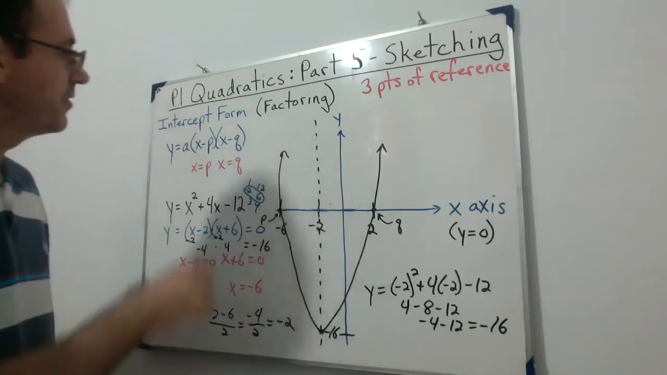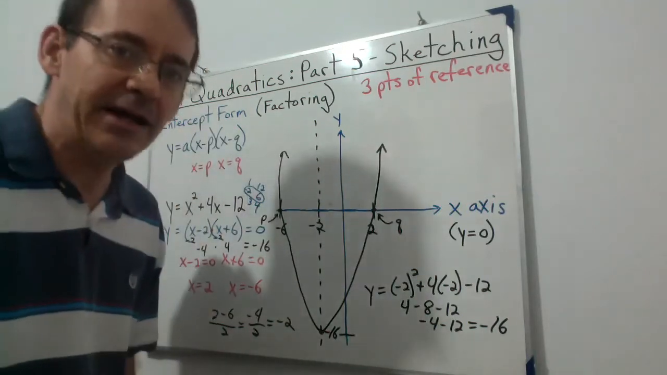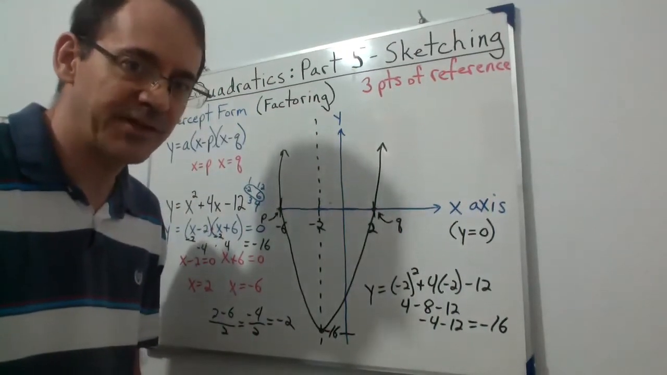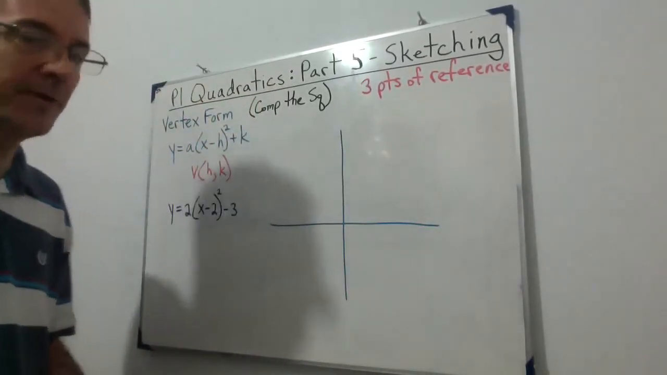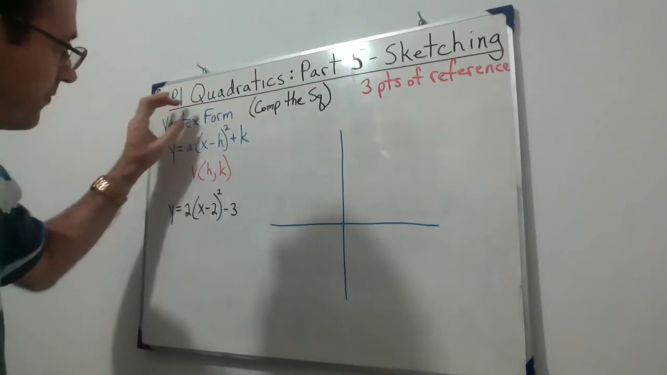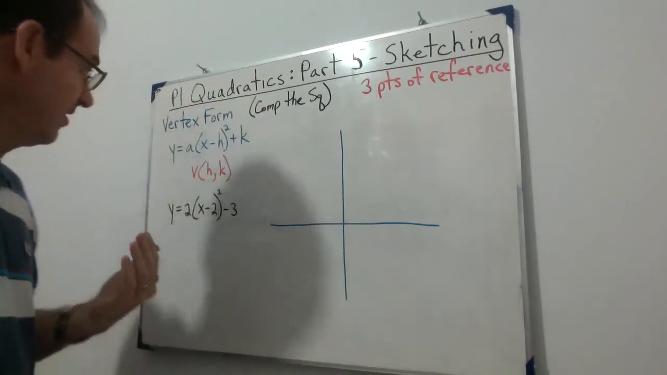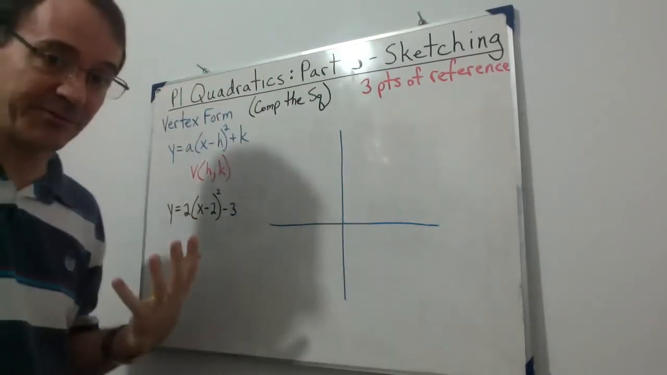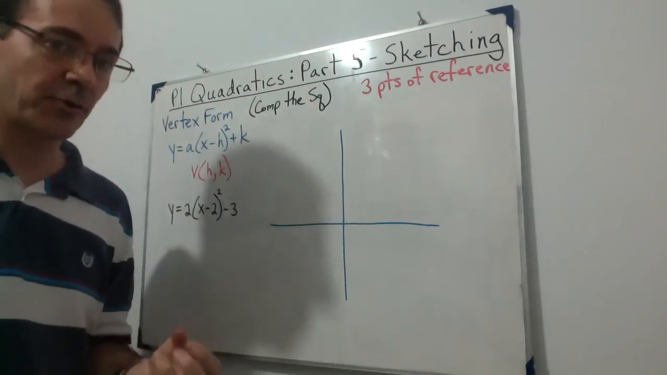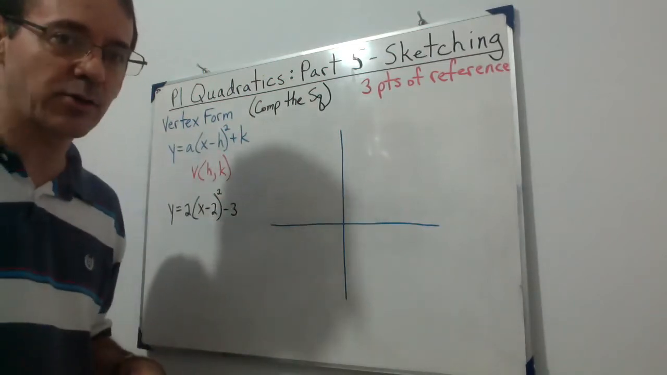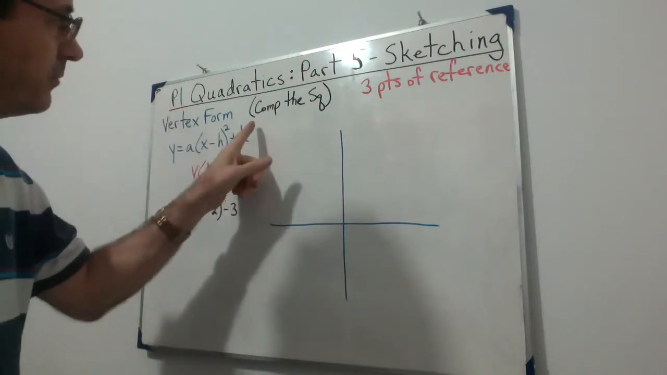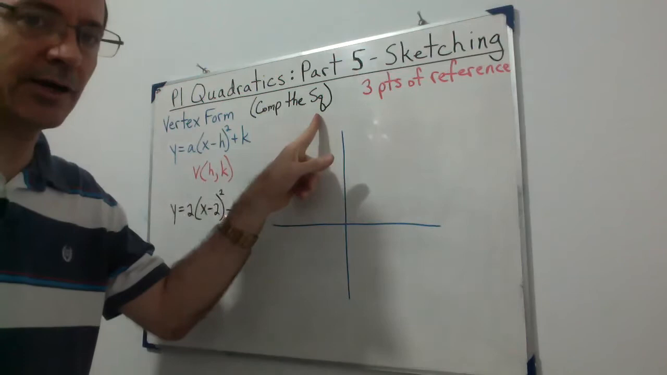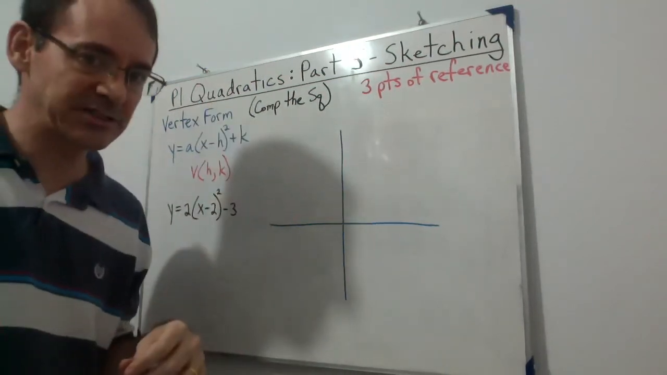So this is the first form, and I'll set it up really quickly for the second form. Okay, here we go with our second form. Our second form is called the vertex form. Obviously, from the vertex form, we get the vertex, which, like I said before, is the most key point on a quadratic graph. And this form comes from completing the square, which we discussed in part 2 of our series.